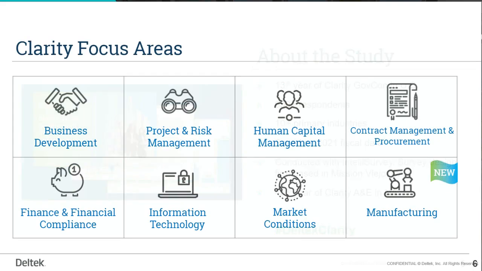For the GovCon Clarity report, the focus areas are business development, project and risk management, human capital management, contract management, finance and financial compliance, information technology, and general market conditions. Today, we will be focusing on the manufacturing portion of Clarity, but please feel free to look at the other areas. We've included the full Clarity report up in the resource panel.